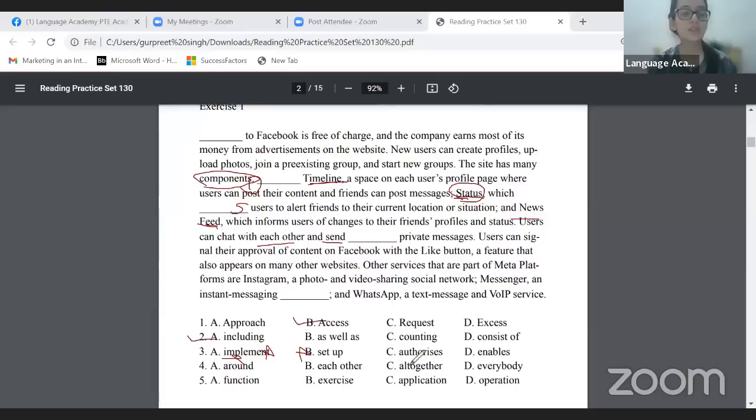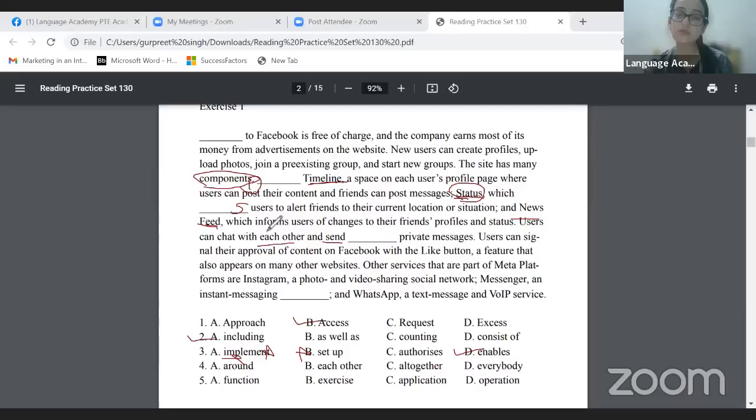So if I have uploaded or I have put any status on Facebook, that status is not giving anybody any kind of permission. But that status makes it possible for you to know my current location or situation. So enable means to make it able. So status enables users to alert friends to their current location or situation.